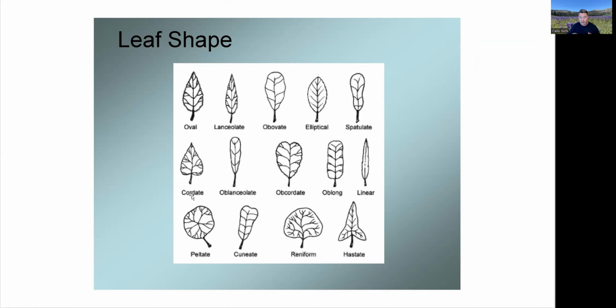Okay, so most important thing for me is that you just understand that these are leaf shapes. There's keys and forms that can help us to identify these leaf shapes, and we use these leaf shapes to help us to identify plants.